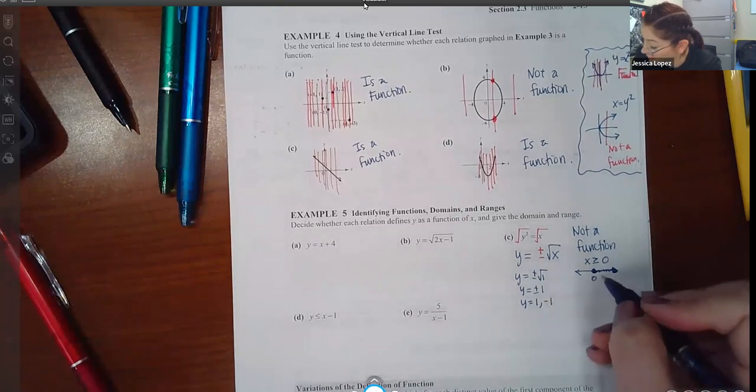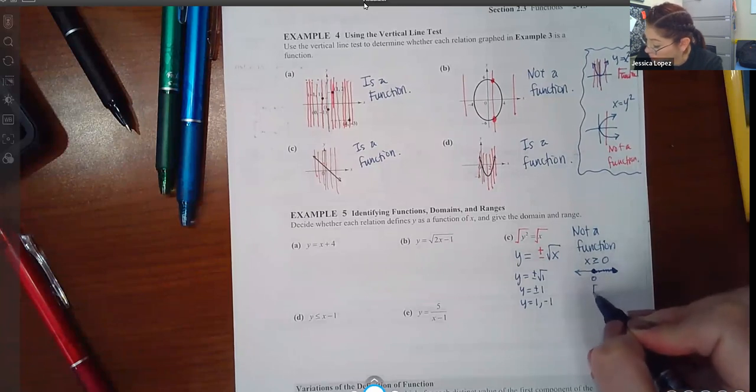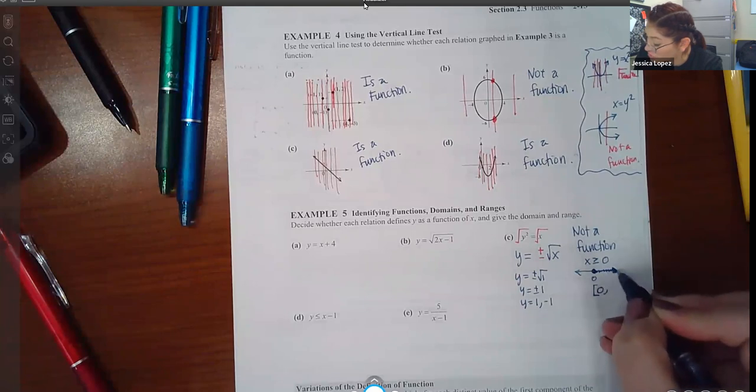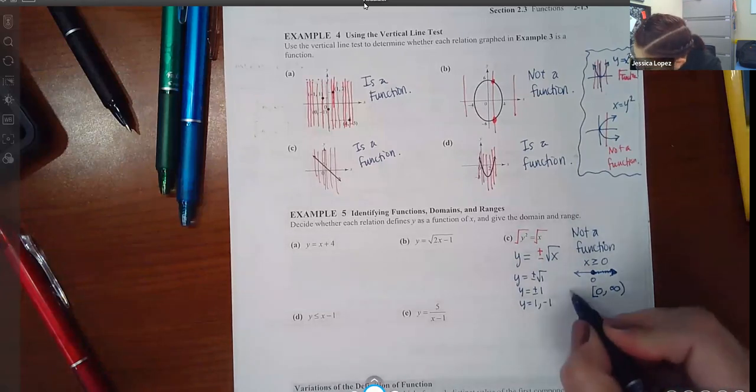When I have that and I want to put it into interval notation, this is a solid dot, which means it would be a bracket, and then the x value 0, and it's shaded in but going forever in this direction, which means it's going toward positive infinity. And we know that positive infinities always get the parentheses. So this would be the domain.